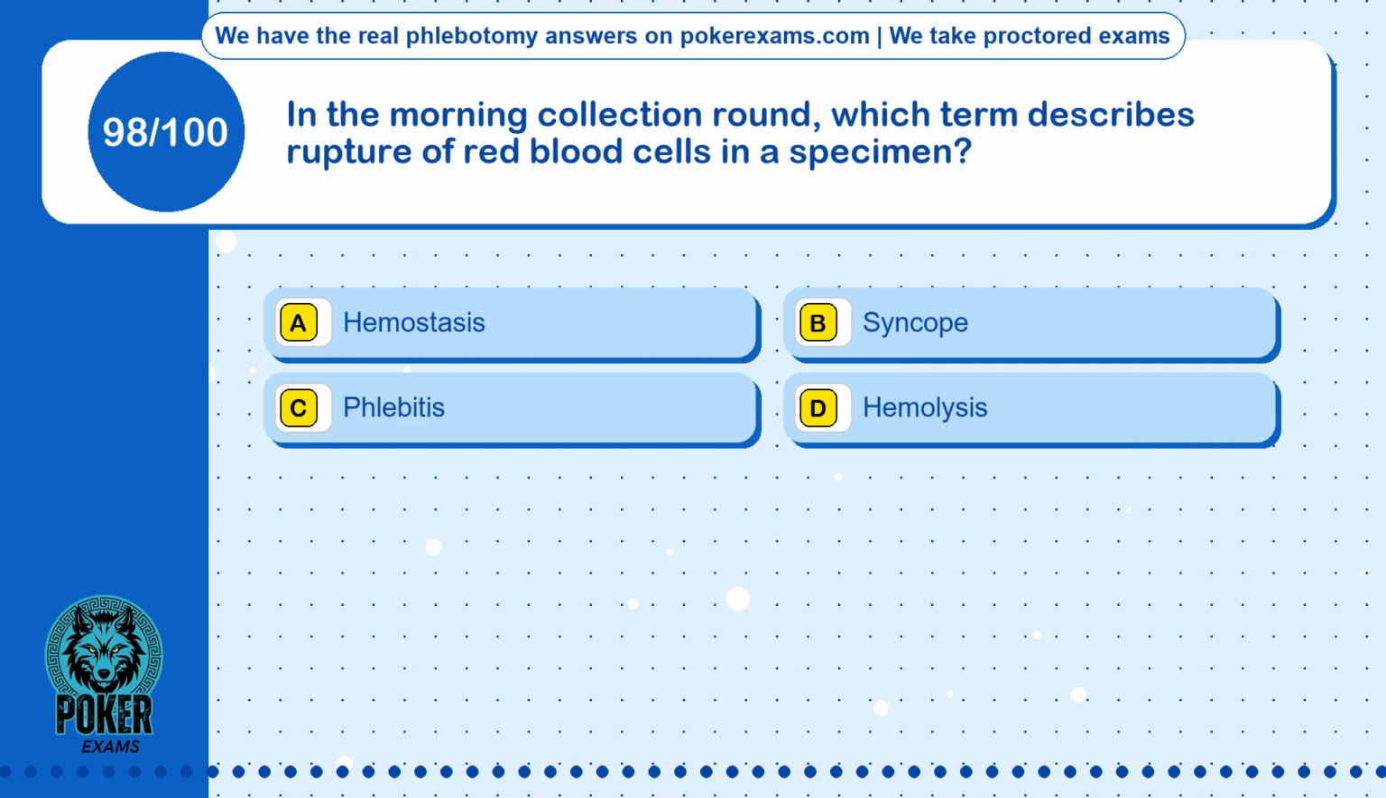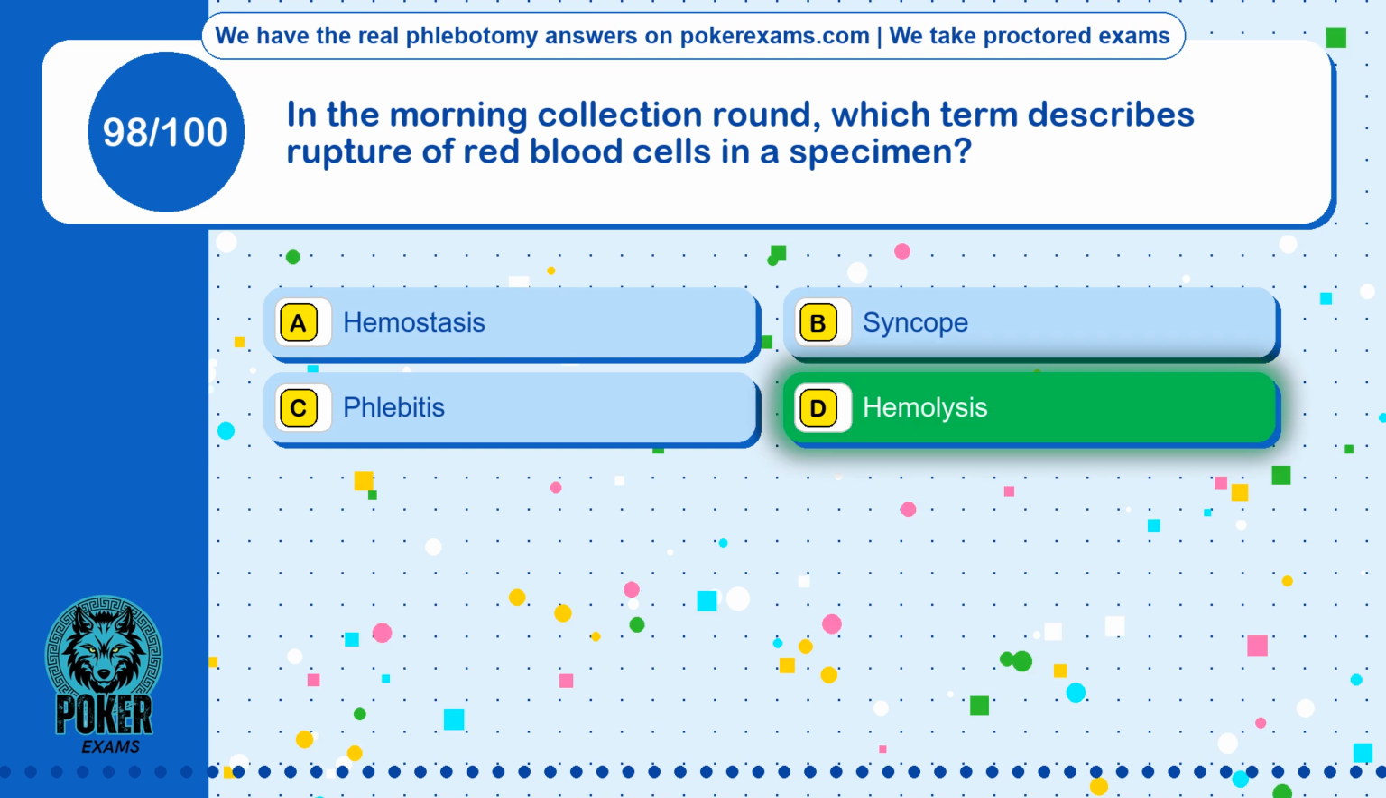Question 98. In the morning collection round, which term describes rupture of red blood cells in a specimen? Option A, hemostasis. Option B, syncope. Option C, phlebitis. Option D, hemolysis.